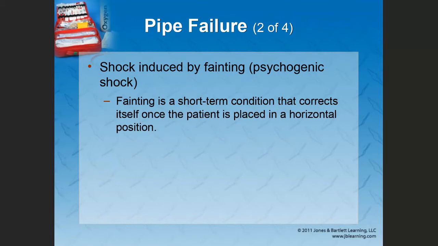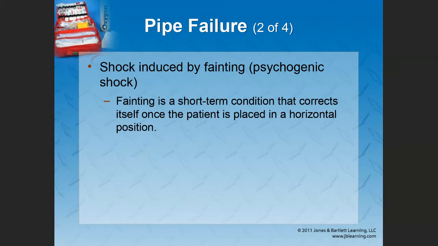Now, shock induced by fainting. So fainting is a type of shock. It's referred to as psychogenic shock, but it's a shock that specifically affects blood vessels. So when a person faints, the blood vessels supplying the brain with blood temporarily dilate too much. So they are too dilated, and the pressure inside the vessel falls. The person loses consciousness, but as soon as blood flow returns, the person regains consciousness.